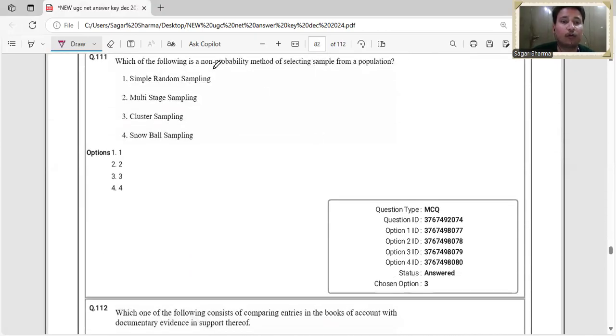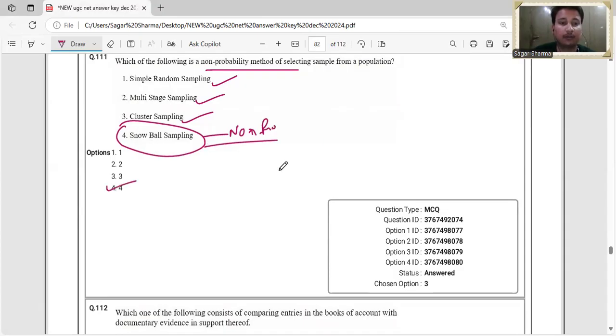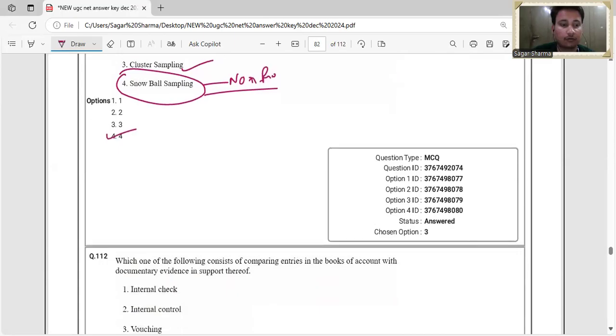Which of the following is a non-probability method of selecting a sample from a population? Simple random sampling is probability. Multi-stage sampling is also probability. Cluster is also probability. But snowball sampling is categorized under the non-probability sampling method. That's why option number 4 will be your correct answer. Option number 4. Next question.